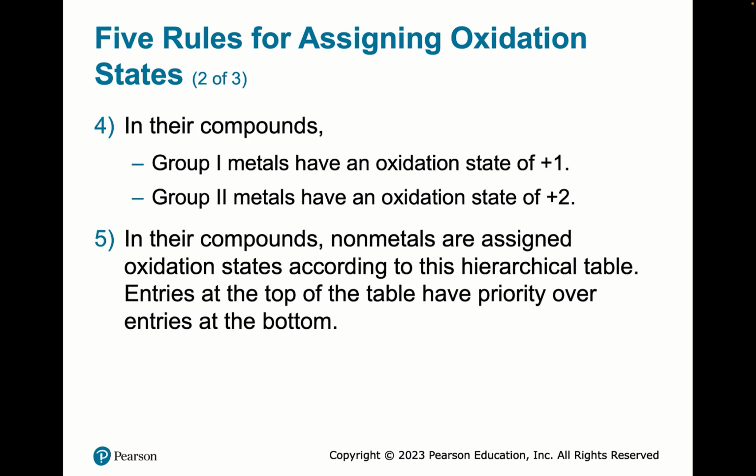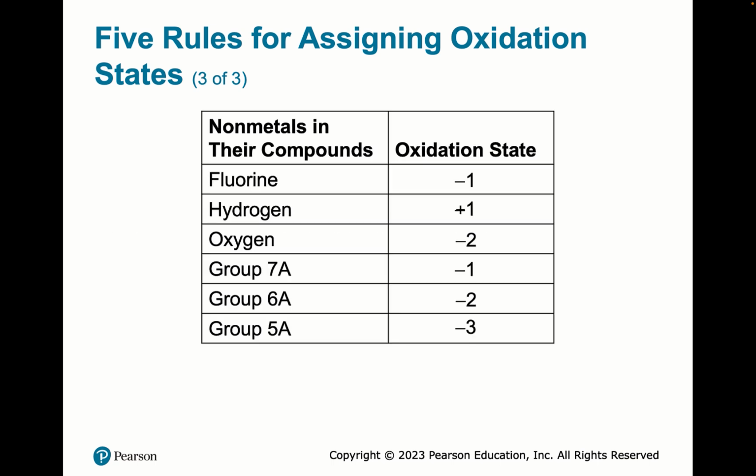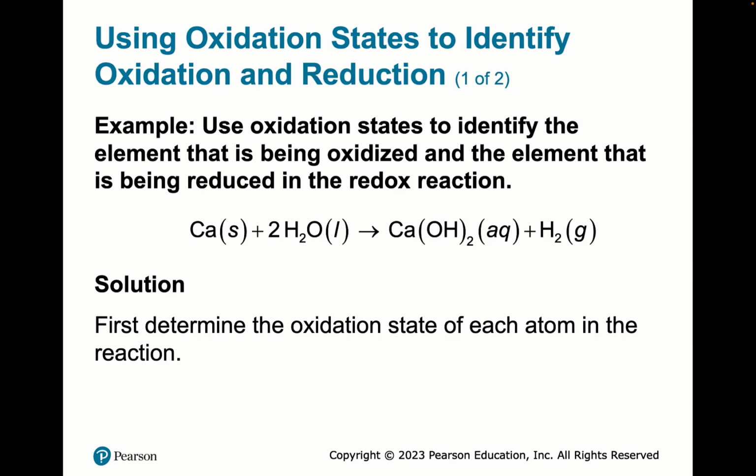In compounds, group 1, alkali metals, are +1. Group 2, alkaline earths, are +2 in compounds. And then in other compounds, this is a hierarchy table, also higher up top. Fluorine tends to be -1 in compounds. Then hydrogen tends to be +1. Oxygen tends to be -2. Group 7A halogens tend to be -1. 6A, the oxygen family, -2. 5A, the nitrogen family, -3.